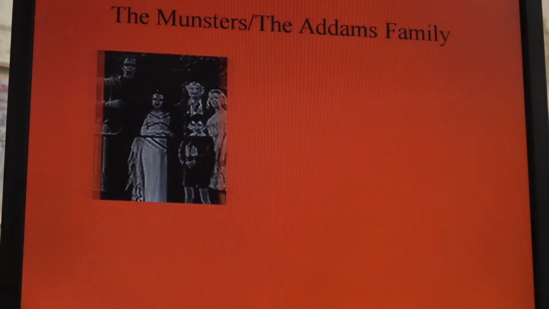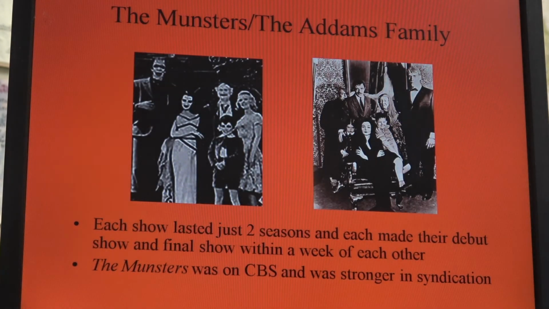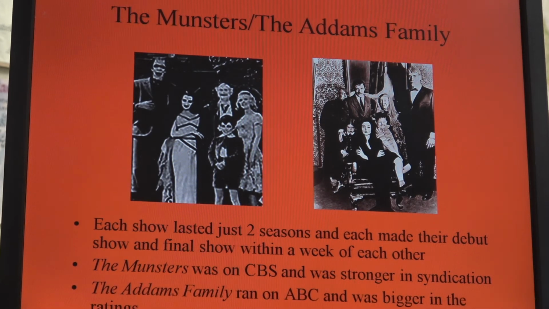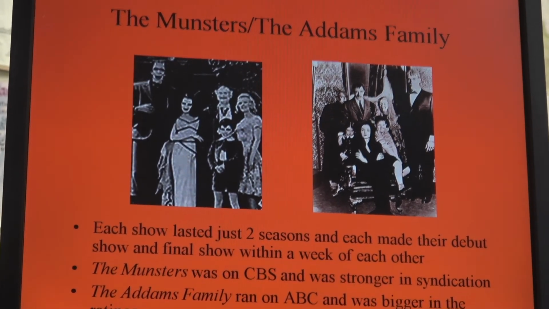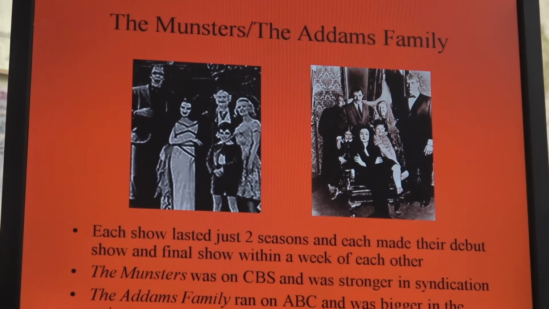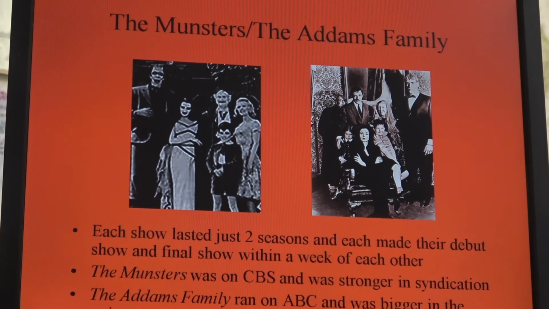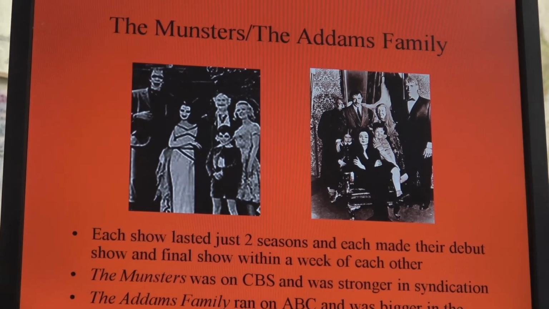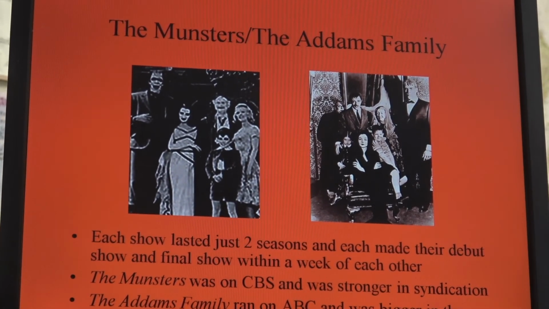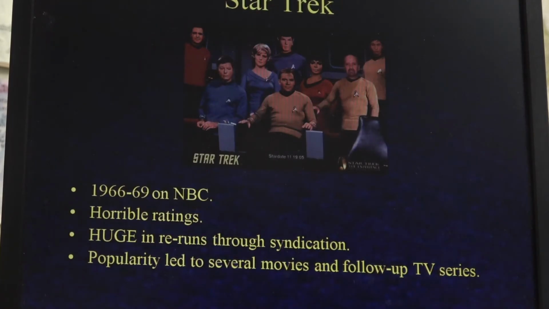And then again, the networks doing copycat programs with The Munsters and The Addams Family, both filmed in black and white, even though most programs by this time were color. They felt it emphasized the creepiness of each family. But these shows came on within like a week of each other, and they went off the air within a week of each other. But that's the irony of TV. They're not creative, right, guys? They copy what the other networks are doing.